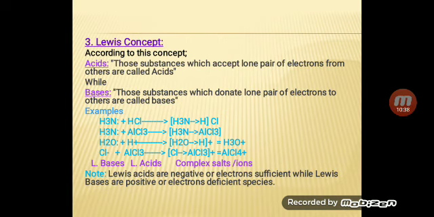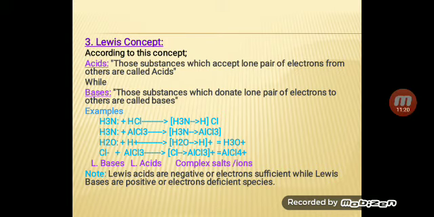Now the last concept, which is known as the Lewis concept. According to the Lewis concept, those substances which accept a lone pair of electrons from others are called acids, while those substances which donate a lone pair of electrons to other substances are called Lewis bases. For example, when ammonia reacts with hydrochloric acid, it will convert into ammonium chloride. So in this example, the nitrogen of ammonia has a lone pair of electrons.